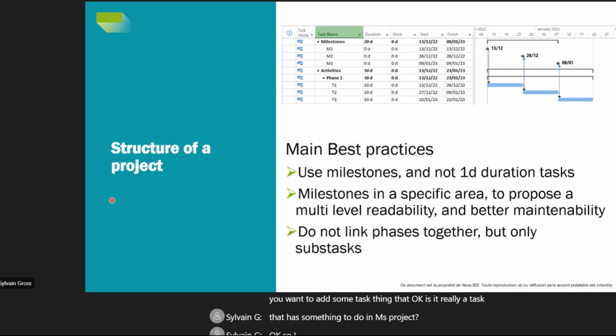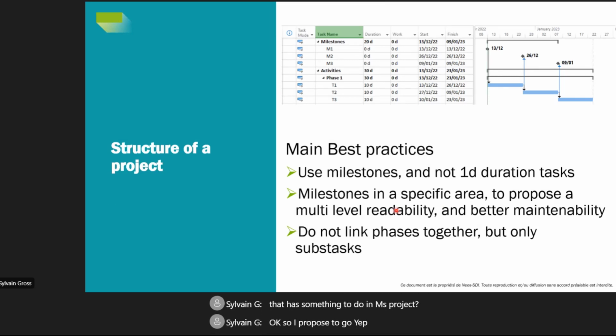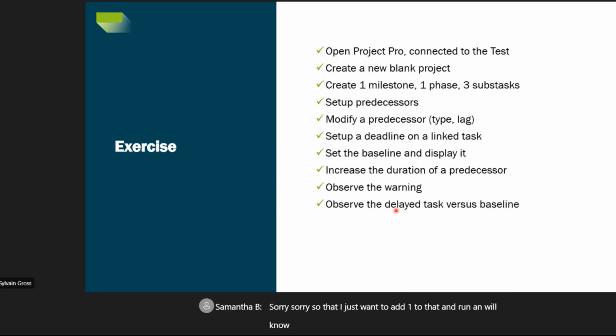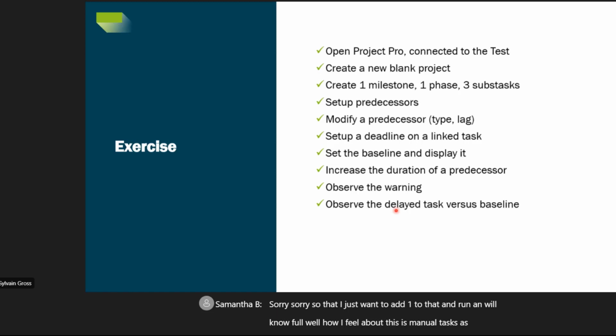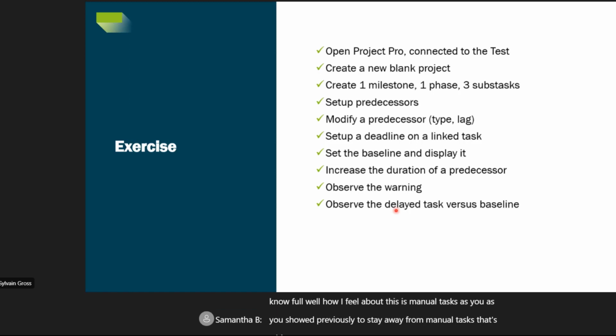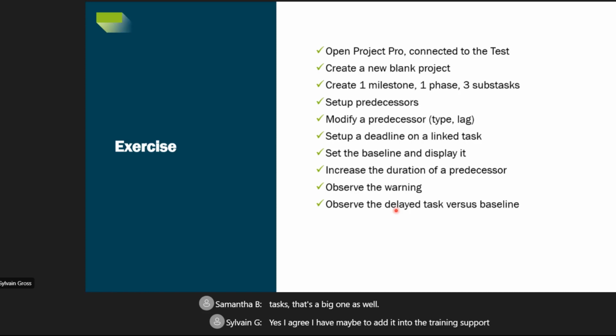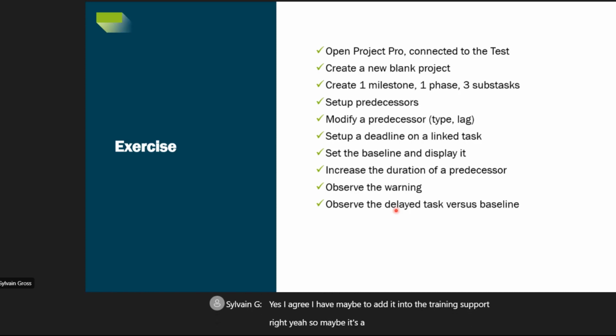Okay, so I propose to go. Yep. Sorry, Sylvain. I just want to add one to that, and Ronan will know full well how I feel about this. It's manual tasks, as you showed previously, to stay away from manual tasks. That's a big one as well. Yes, I agree. I have maybe to add it into the training support, right? Yeah, maybe it's the worst thing that you can do in a planning.